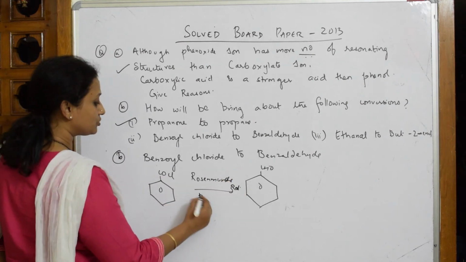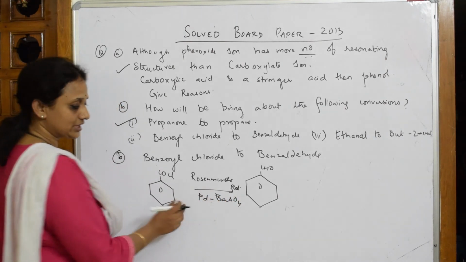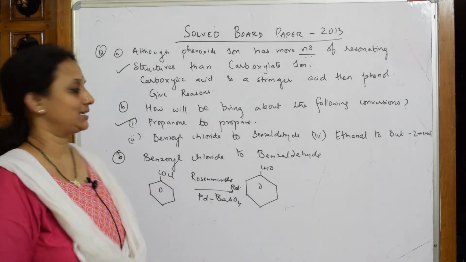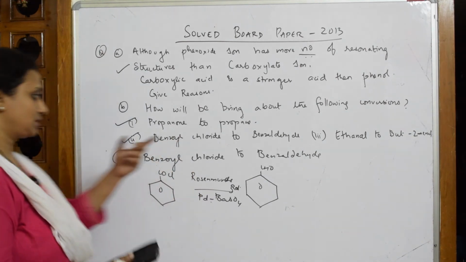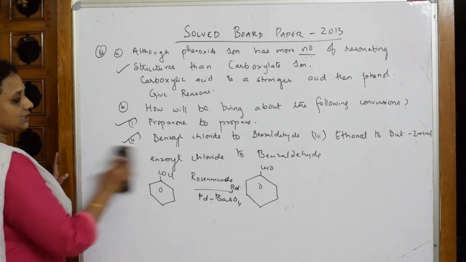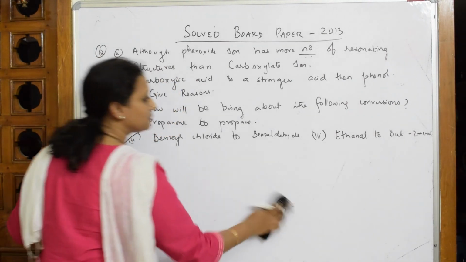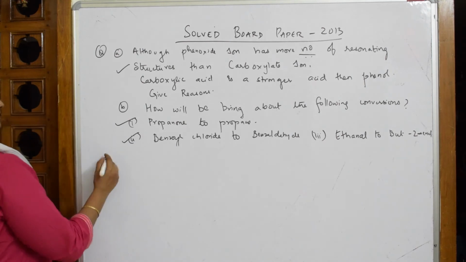So what should you use? Palladium in the presence of barium sulfate. This is your reducing agent for Rosenmund reduction. You can directly convert it to benzaldehyde. This is also done. Simple one-step conversions. Let us do the last one. I have to convert ethanol to but-2-enal. My God, the same question, the aldol condensation question. Okay, let us do that again.